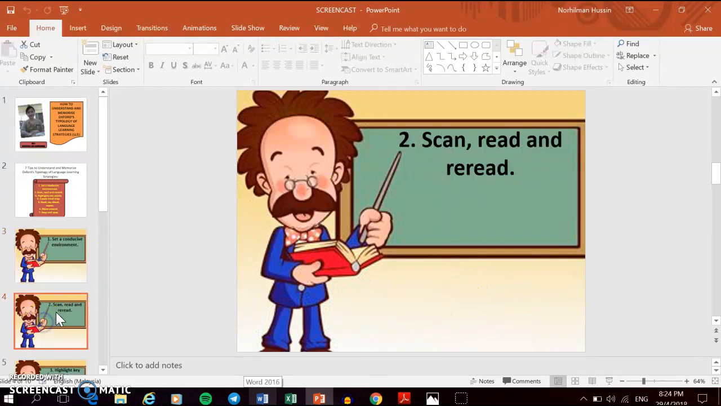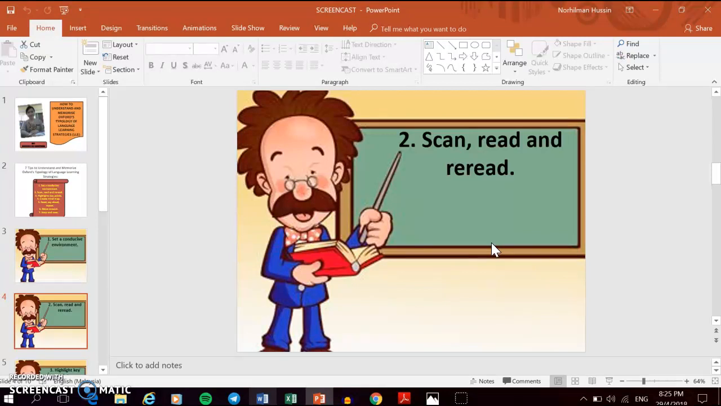Next, I will scan the entire paper so I know what I am going to read. Then I read it once and read it once again so I know and understand the text. Understanding is very crucial to ease the process of memorization. There is no way to memorize effectively without understanding it.